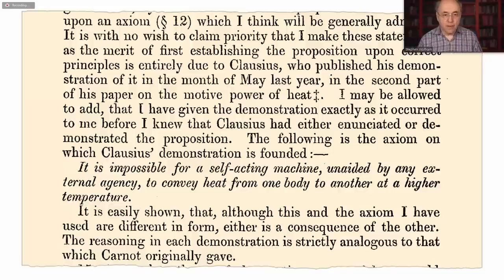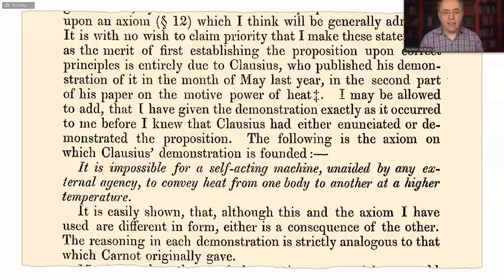All right. At this point, again, this is complicated. So Kelvin is writing this in 1851, I think, 52 maybe. And it's a long paper, but he says that this axiom, which I think will be generally admitted, which amounts to the second law of thermodynamics, it is with no wish to claim priority that I make these statements, as the merit of first establishing the proposition upon correct principles is entirely due to Clausius, who published his demonstration of it in the month of May last year in the second part of his paper on the motive power of heat.